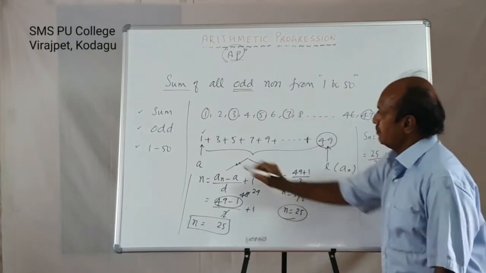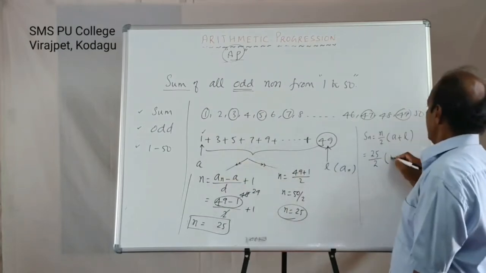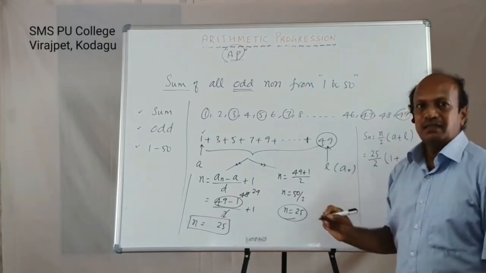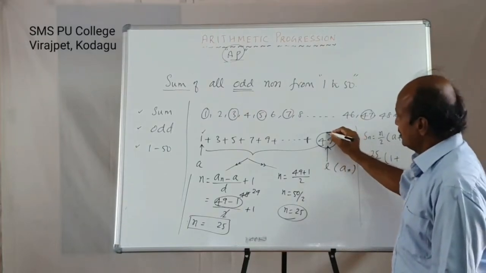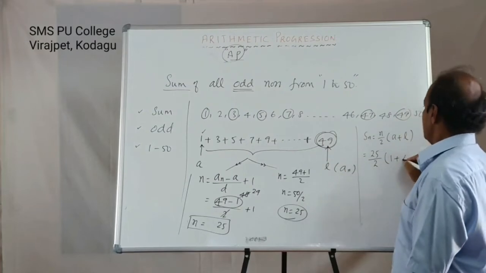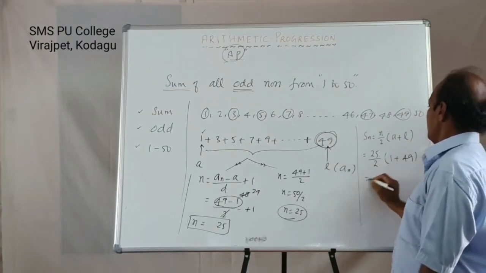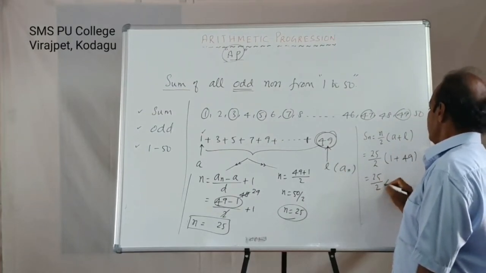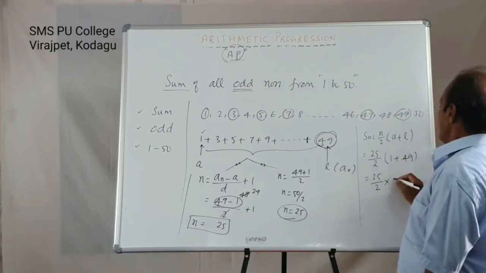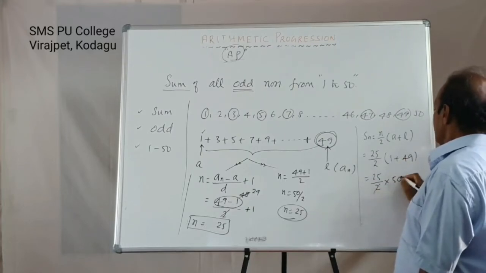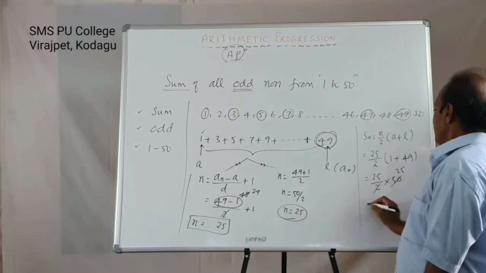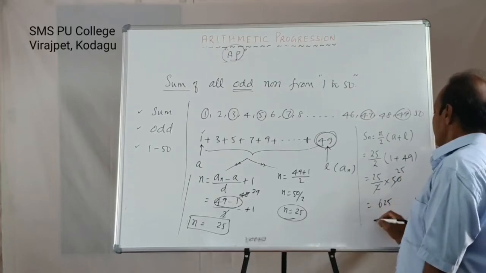What is the value of a? The a value is nothing but 1. What is the value of l? Look at this problem. What is the value of l? Already I have marked. It is nothing but 49. That is nothing but 25 by 2 into (1 plus 49), which is 50. 25 into 25 is 625.